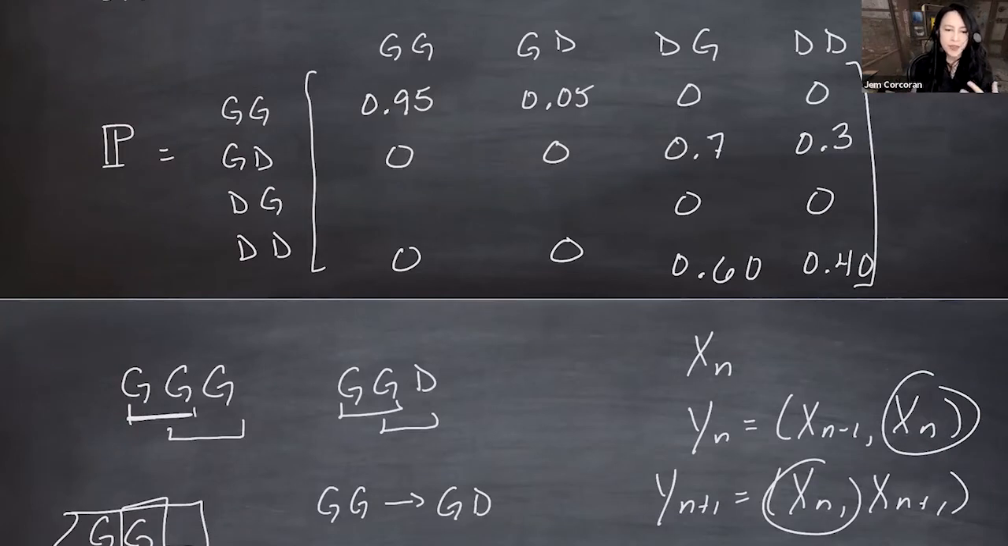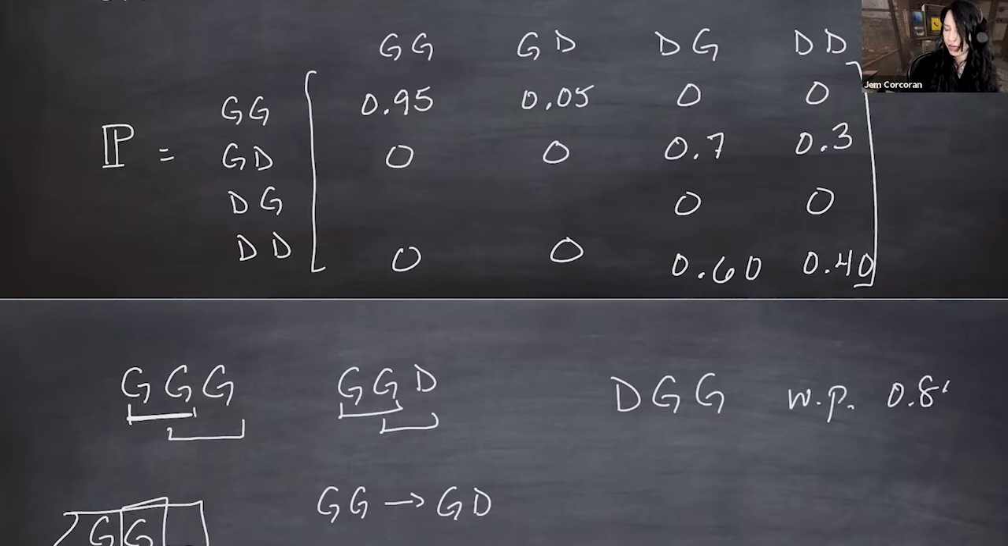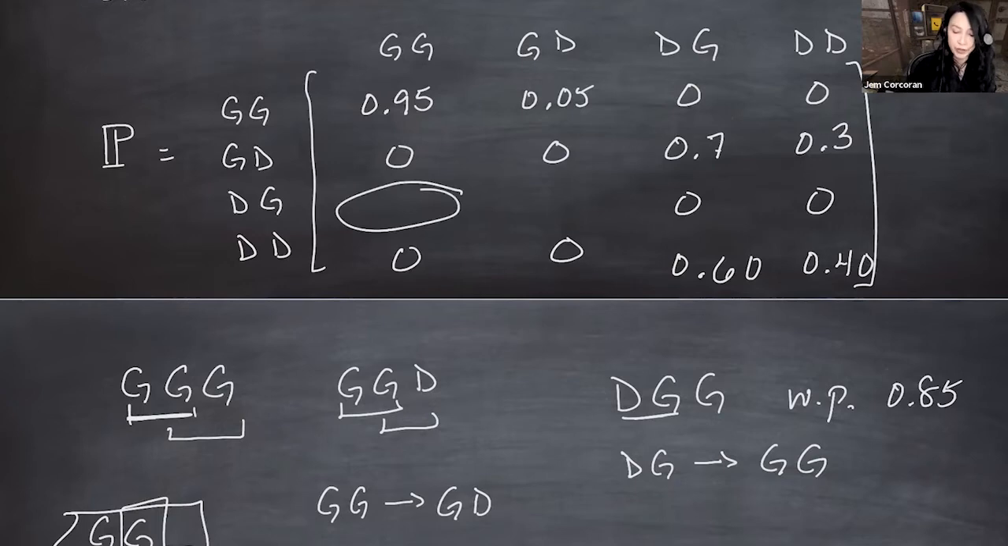And finally, if the last widget was good and the one before that was defective, the next will be good with probability 0.85. So if the last one was good and the one before that was defective, that's this state, the next will be good with probability 0.85. And that really corresponds to moving from defective good to good good. And so in my matrix, that is right here, and that's where I'm going to put the 0.85.